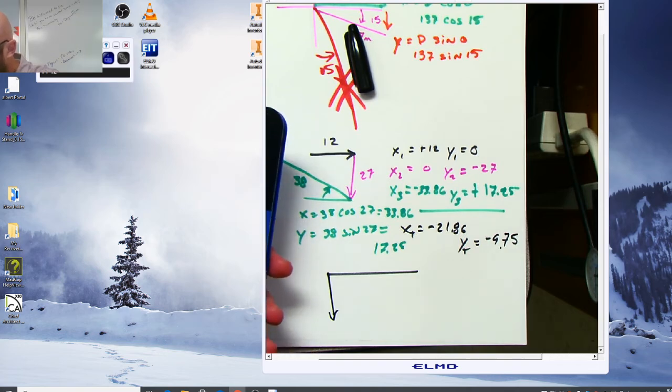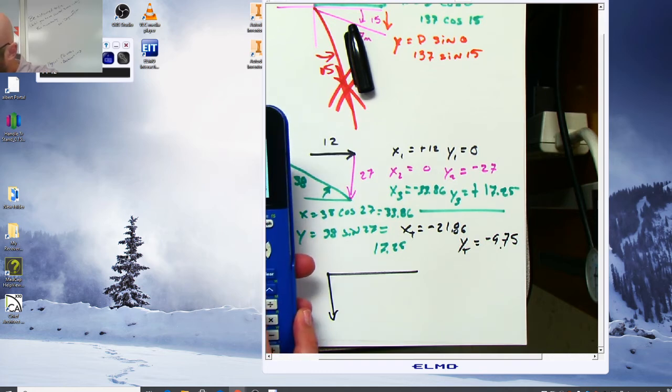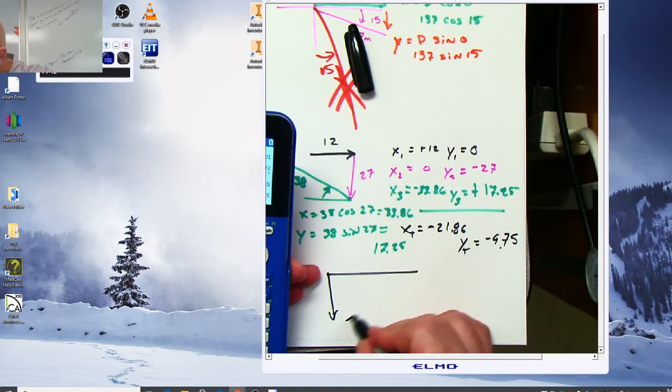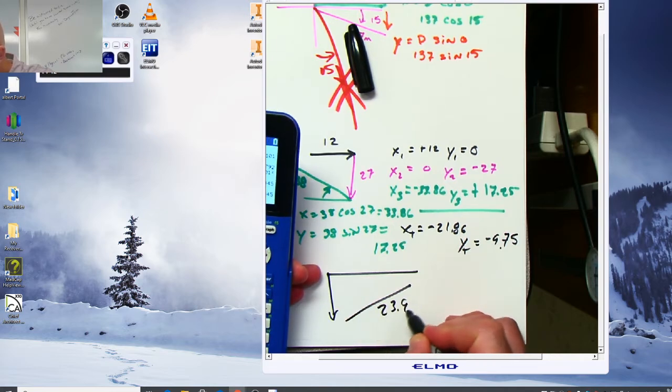We're just going to do the Pythagorean theorem on that right there. Plus that squared. Look at that, 23.93.